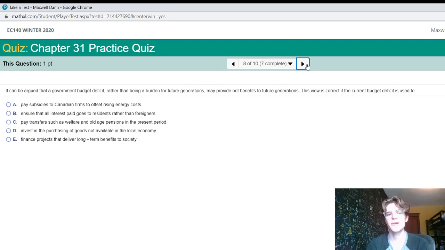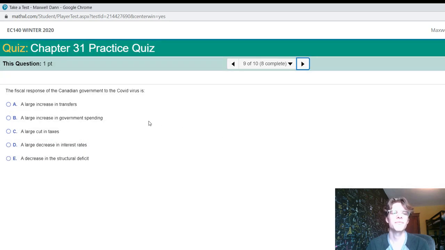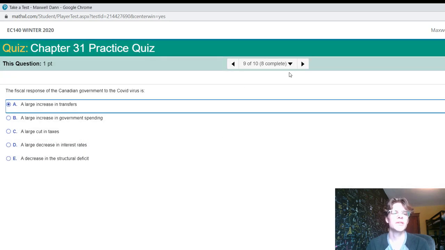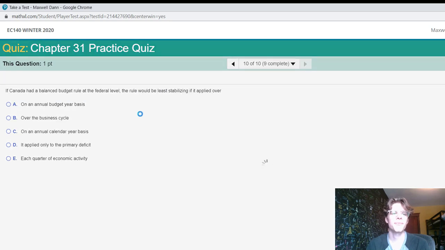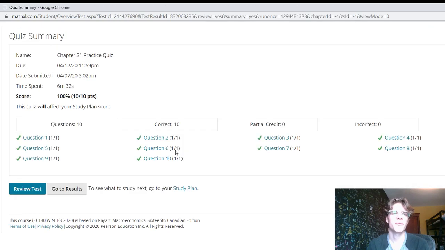It can be argued that a government budget deficit, rather than being a burden, may provide benefits. We talked about that, and that's if it finances long-term benefits to society. The fiscal response, a large increase in transfers, over the business cycle, we did that too. Hopefully that's 10 out of 10. Perfect. Alright, that's the end of this video in chapter 31.